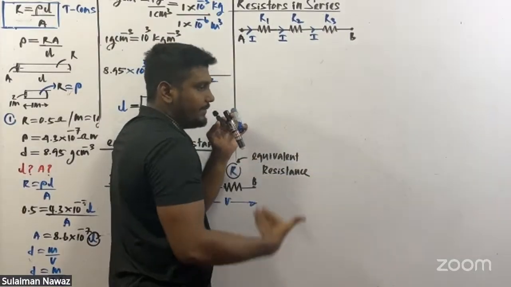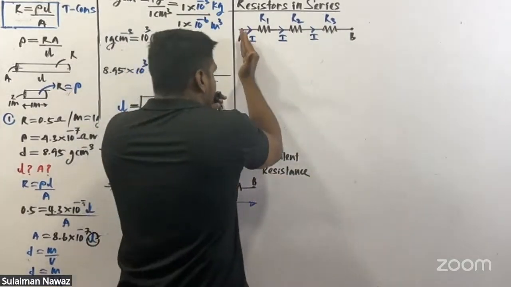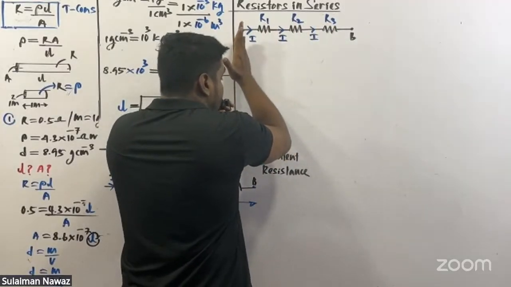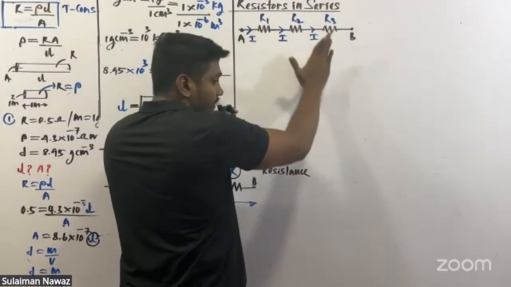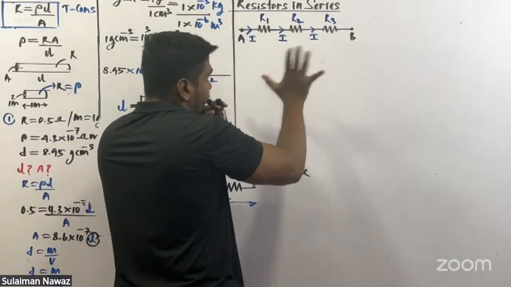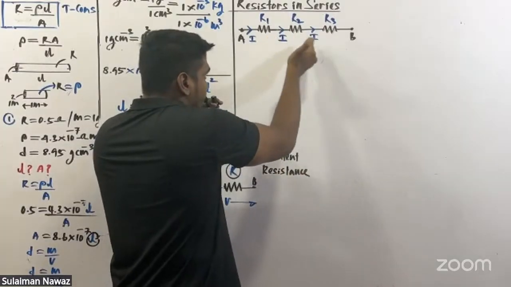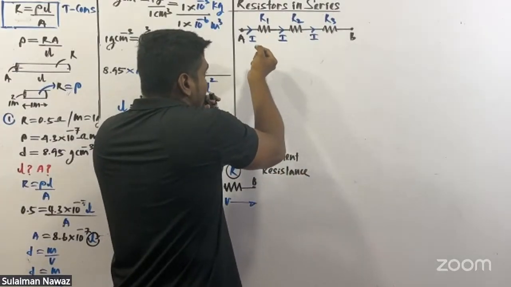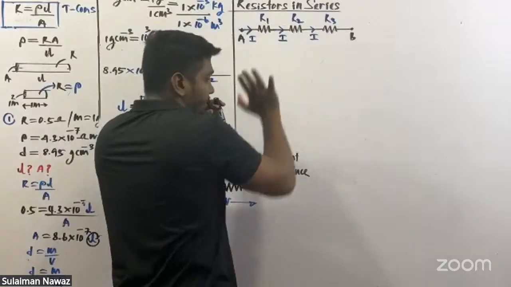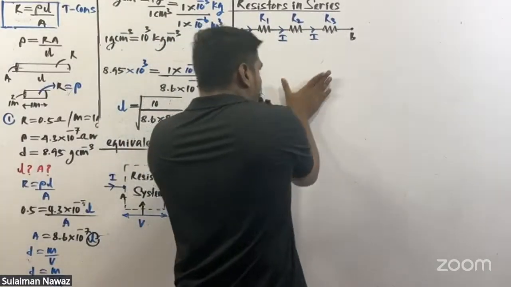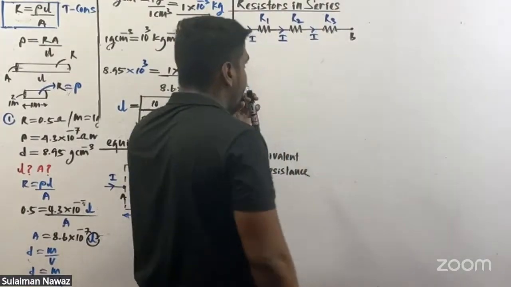Same story I want to tell you: in between two terminals, if there are resistors in series, the same current passes through each and every resistor. That is the first important story, right? That's why I have given it as a point. If the resistors are in series, the current passing through each resistor must be the same, I. And next I will tell you the equivalent resistance, right?